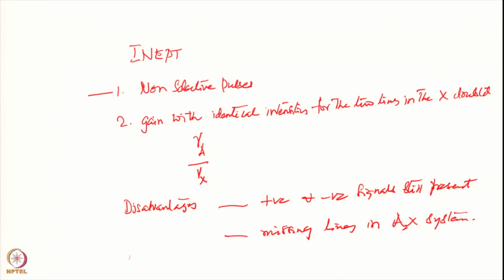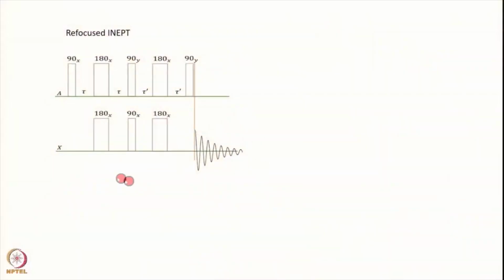Okay. So to get over this problem there was one more technique which came into existence, and this is called the refocused INEPT. Refocused INEPT, what it does: until here it is the same as the INEPT, and then we have introduced another block here which is tau. It can be tau dash or tau also. In the simplest case it is tau and tau. So then what happens here?